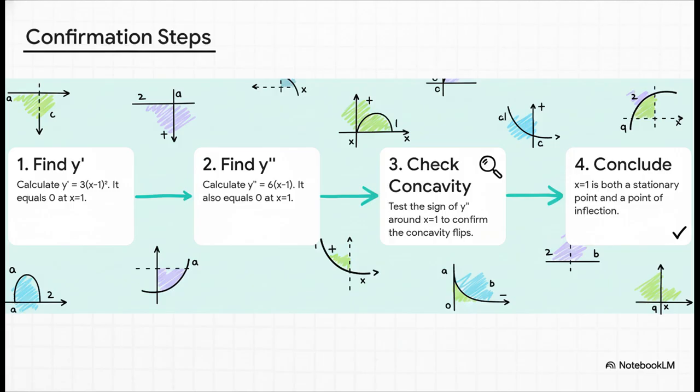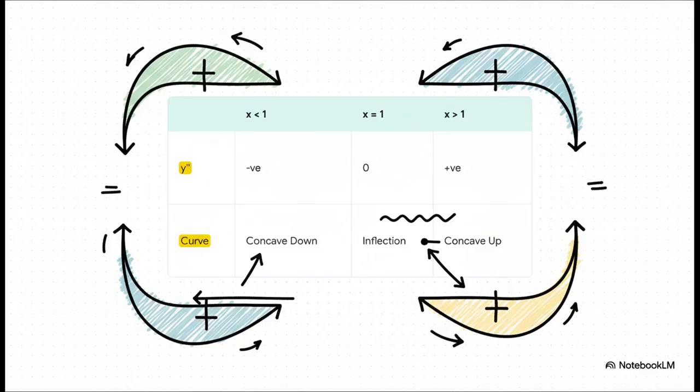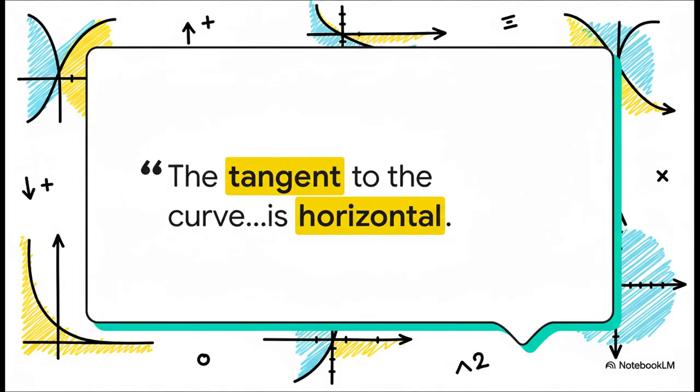Okay, this is looking very promising, but we're not done. We still need that crucial third step, confirming the change in concavity. And just like we did before, this table lays it all out for us. If we test a point to the left of x equals 1, the second derivative is negative, so we're concave down. Then we test a point to the right of x equals 1, and the second derivative is positive, concave up. The sign definitely flips. That's our confirmation. So we proved it's a stationary point, and we proved it's a point of inflection, both at x equals 1. This is our special case, and this is exactly why we call it horizontal.